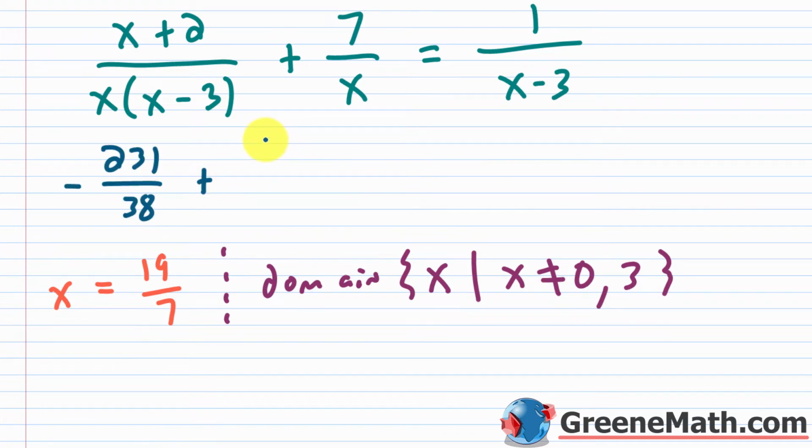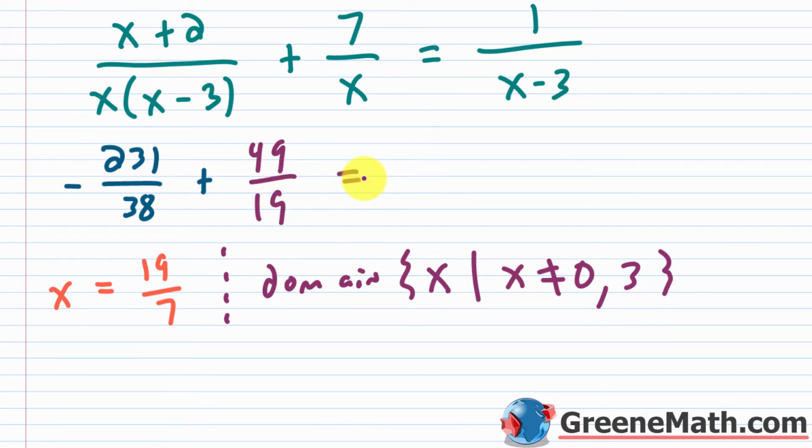So now we have plus, we have 7 over this 19 over 7. So again, you could write this as 7 divided by your 19 over 7 like this. So you could go 7 over 1. And then all you'd have to do is multiply by the reciprocal. So you'd flip this and say this is 7 over 19. And so this gives me 49 over 19.